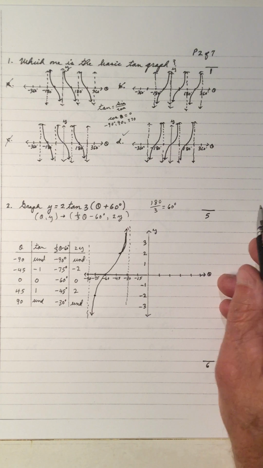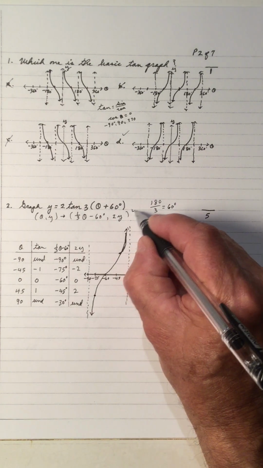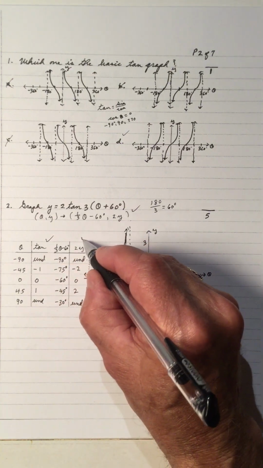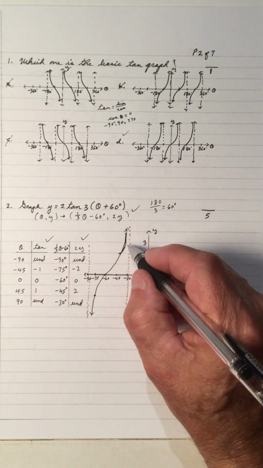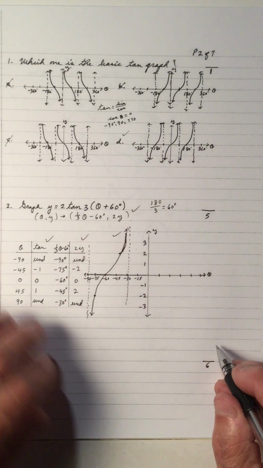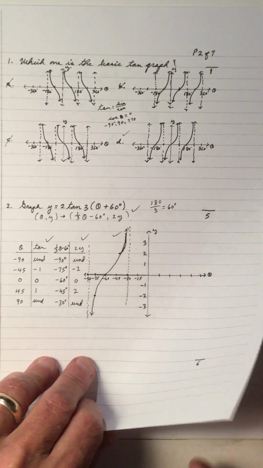And if you did this one, you get a mark here. If you did this table of values, you get a mark. This table of values, you get a mark. And if you drew this correctly, you get 2 marks, so 5 altogether. And this total of 6 for this page.